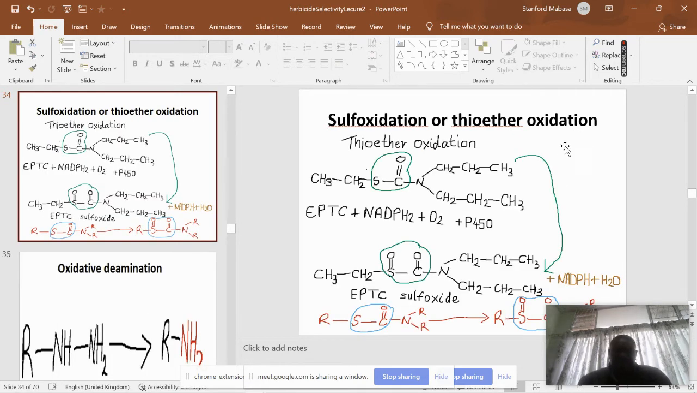We also have sulfoxidation or thioether oxidation on EPTC. It looks complicated, but let us focus on here where we find S, because that is our prime interest. Then if we add O to S, we have achieved the sulfoxidation, and the herbicide ceases to be the herbicide. It's no longer toxic.